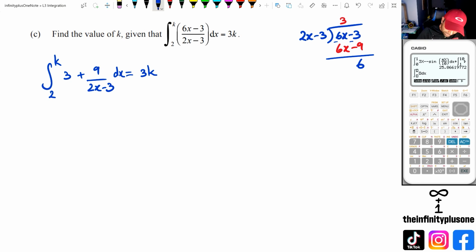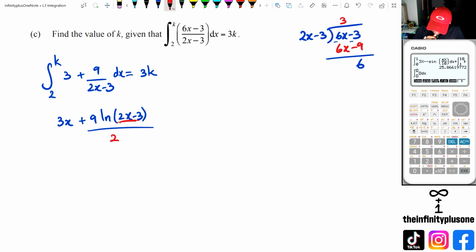Anyway, we're here. We're going to integrate this. So 3 integrates to 3x, and then 9 over 2x minus 3 will become 9 ln of 2x minus 3, but we've got to divide by the differentiation of this, which happens to be 2. And with that, I think I missed something here. I've messed up something here. Yes, I realized what I messed up with. That should be 6. That's better. And then we don't need to worry about the plus c. So this is just going to be between k and 2, which equals 3k.